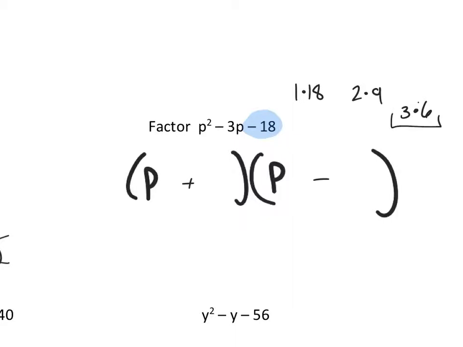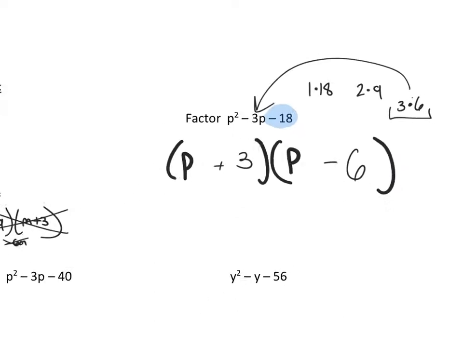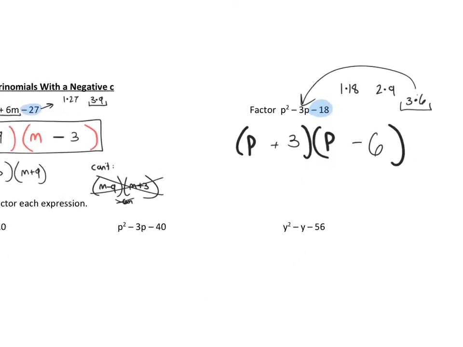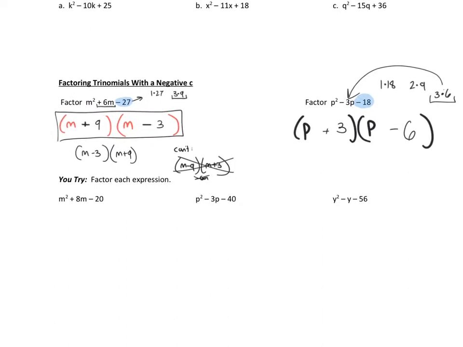I see that this 3 and 6 can add together to give me a negative 3. If I put the 6 with the negative and the 3 with the positive, because 3 minus 6 is negative 3, and 3 times negative 6 is negative 18. So there would be the correct answer.